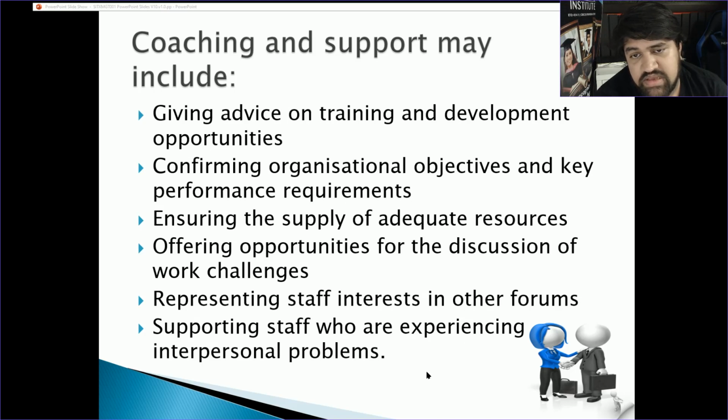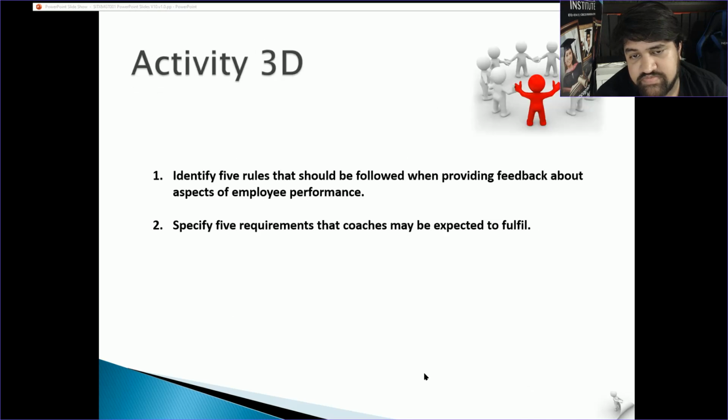Coaching and support may include giving advice on training and development opportunities, confirming organizational objectives and key performance requirements, ensuring the supply of adequate resources, offering opportunities for the discussion of work challenges, representing staff interests in other forums, and supporting staff who are experiencing interpersonal problems.